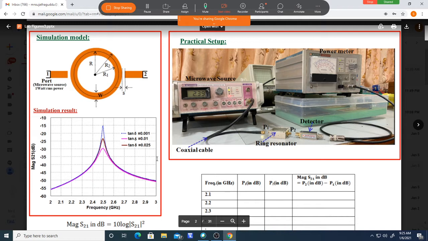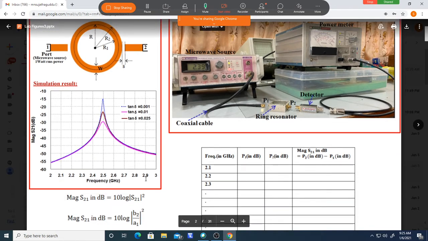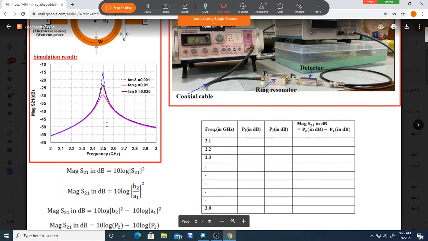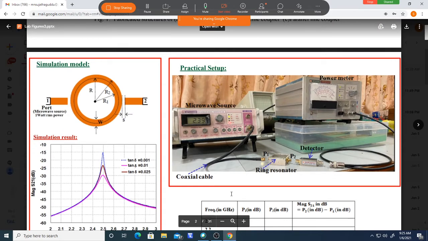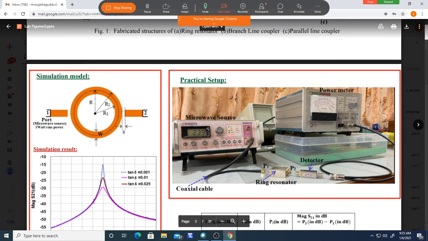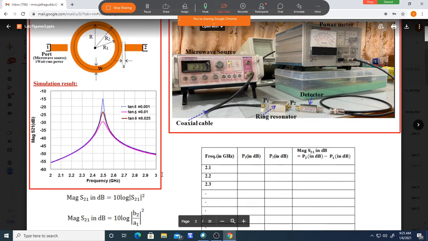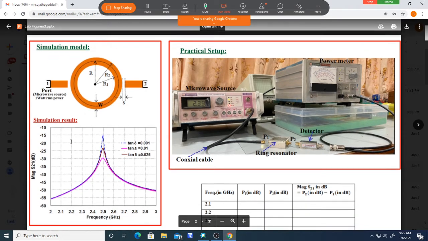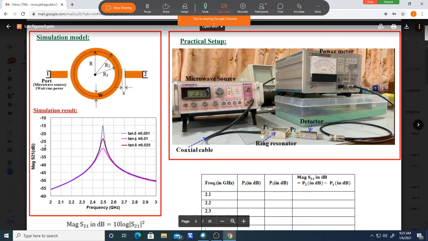It is the difference of power: the power coming out of this port minus the power going in here. That is what we are plotting. In the simulation tool we easily get this, but how do we do it practically? You should vary the frequency. S21, the magnitude of S21, we do not get directly in our laboratory.